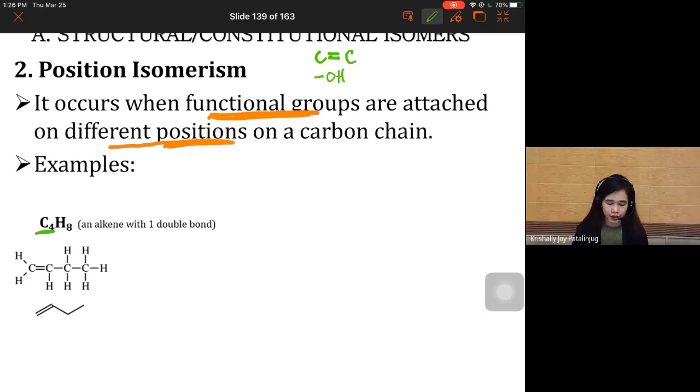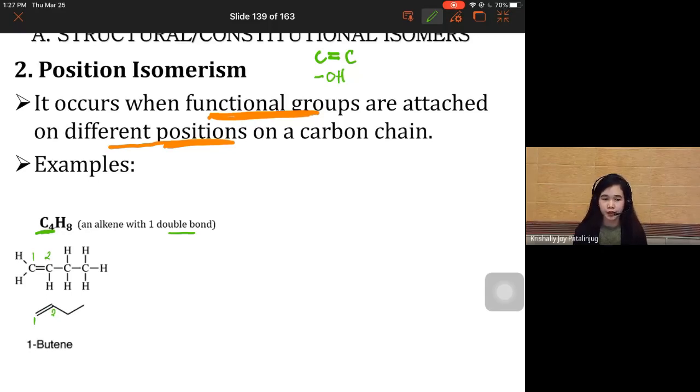Now for this first structure drawn, this is a butene, wherein the double bond is present in carbon 1, so it is between carbon 1 and 2. By the way, those structures are the same. The first is a condensed structure, and the second is a skeletal structure, but that is still 1-butene.